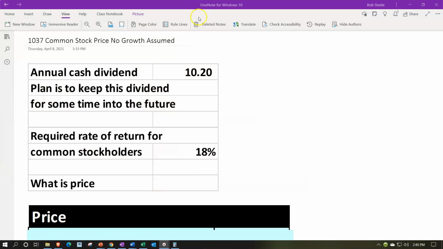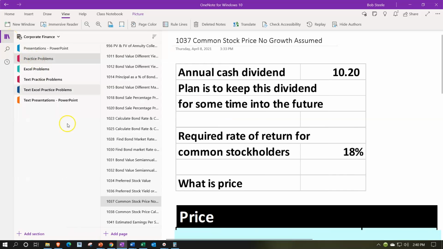Here we are in OneNote. If you have access to OneNote and would like to follow along, you're not required to, but if you would like to, we're in the icon on the left-hand side, in the practice problems, down in the 1037 common stock price, no growth assumed tab. Also note that when using OneNote, look at the immersive reader. Many of our presentations will be mirrored in the text area down below, having the same number and name, the text area having transcripts that can be translated into multiple different languages and either listened to or read in those languages, thereby being a good complement to the presentations.